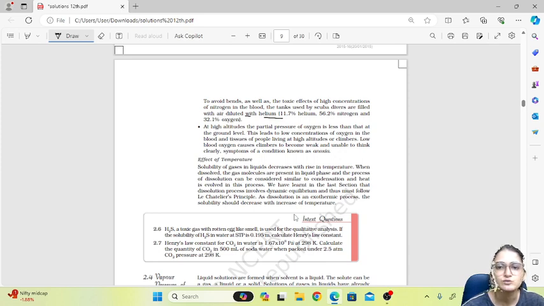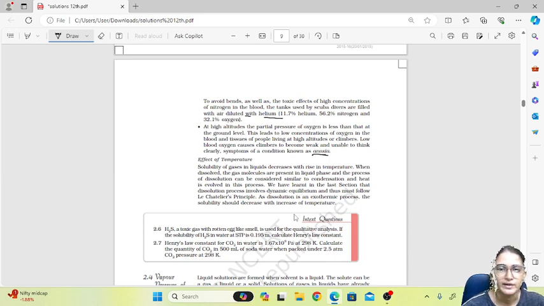Then, at higher altitudes, the partial pressure of oxygen is less than at ground level. You must have observed that people who go trekking to higher altitudes, in the mountains, feel after some time when they start climbing that there is a shortage of air, or shortage of oxygen. This leads to a low concentration of oxygen in the blood and tissues of people living at high altitudes or climbers. Low blood oxygen causes climbers to become weak and unable to think clearly. This condition is called anoxia.